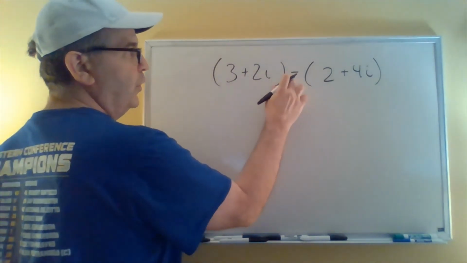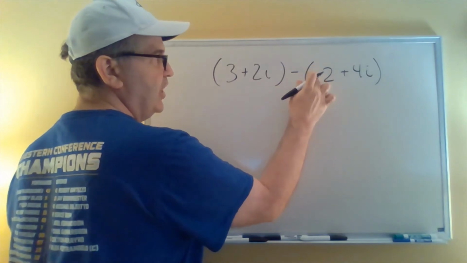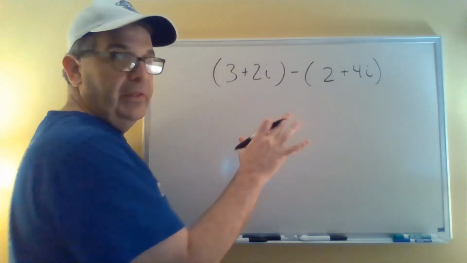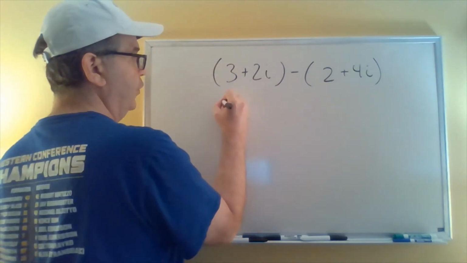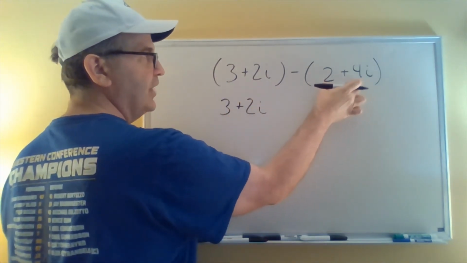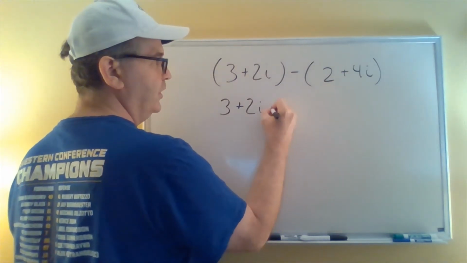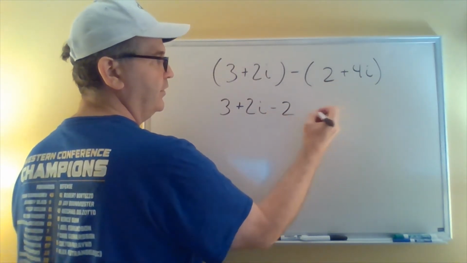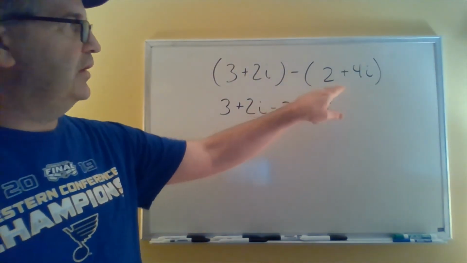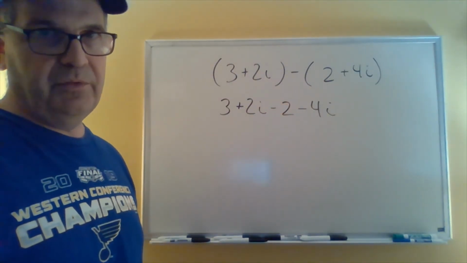Well, when we have this negative sign, that means we have to change the sign on everything in here. And then we can rewrite it without using parentheses. So we can drop the parentheses on our first complex number. But now we need to change the sign on everything. So that positive 2 becomes a negative 2. That positive 4i becomes a negative 4i. When we go through that process of changing the sign, we just rewrite it without the parentheses.